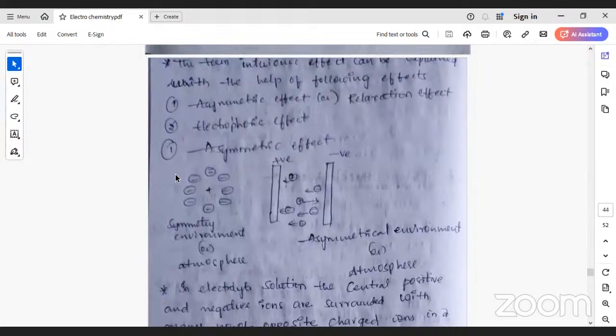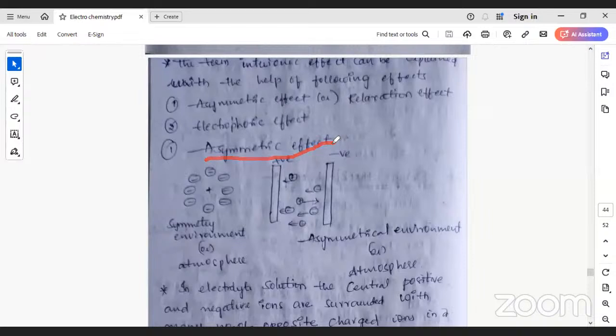This is the interionic effect, which can be explained with the help of two parameters. One is the asymmetric effect or electrophoretic effect. The asymmetric effect is sometimes known as the relaxation effect. So what is the asymmetric effect? We'll see.